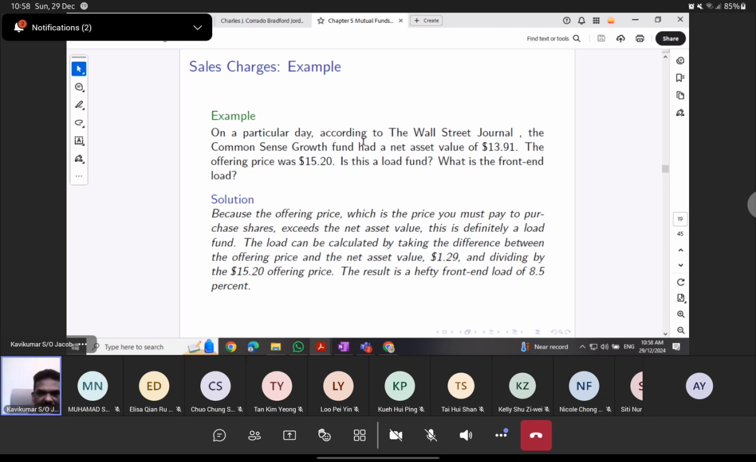See here, the offering price is more than the net asset value. The offering price, which is the price you must pay to purchase shares, exceeds the net asset value. This is definitely a load fund. The load can be calculated by taking the difference between the offering price and the net asset value. That is $1.29, divided by $15.20, the offering price. The result is a hefty front-end load of 8.5%. That is a front-end load.